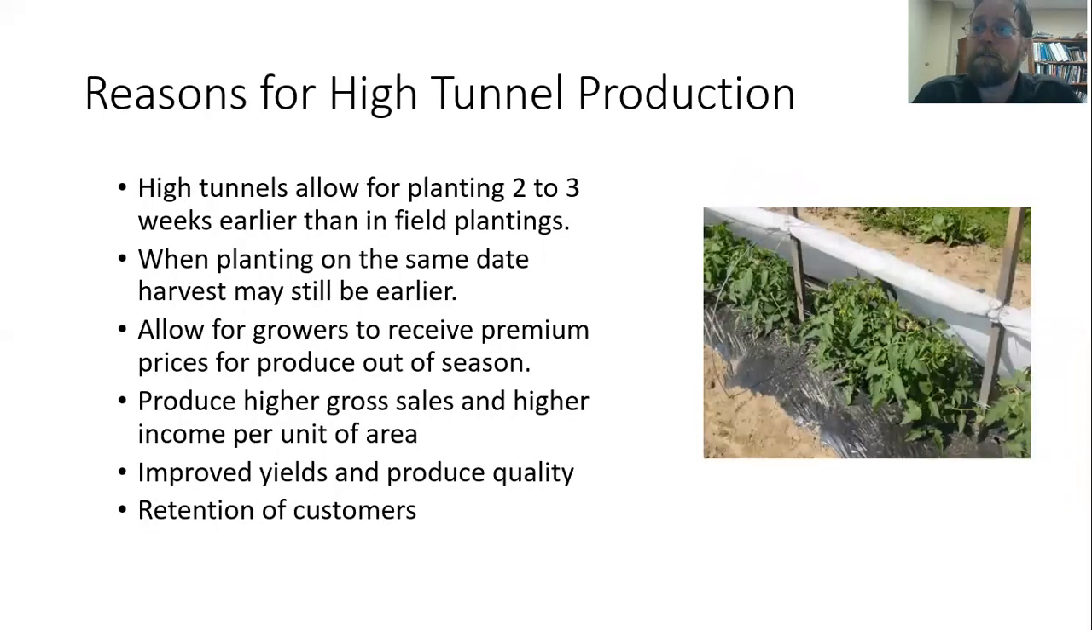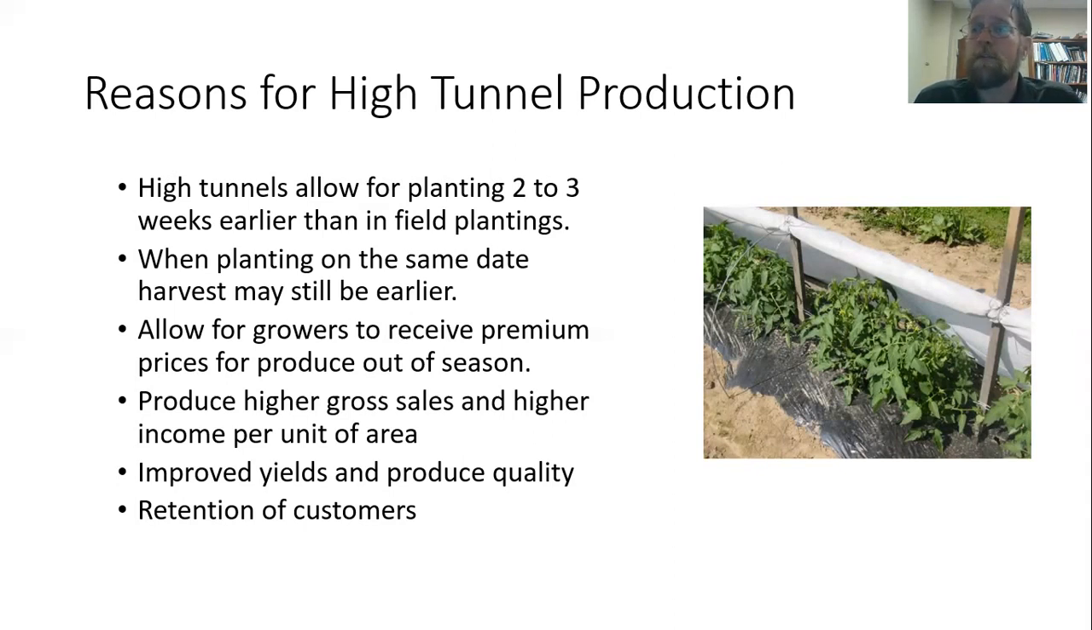Of course, the principal advantage of the use of high tunnels is that it allows us to produce crops in a larger window than we would in the field. In particular, planting in high tunnels will allow us to plant 2 to 3 weeks earlier than we would in a field planting. And even if we plant crops on the same day inside a high tunnel as we do in the field, the increased temperatures inside the high tunnel can lead to increased plant growth and earlier harvest.